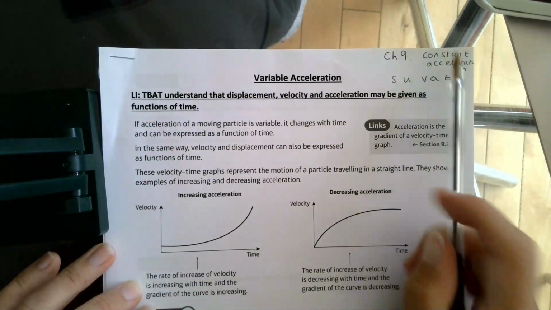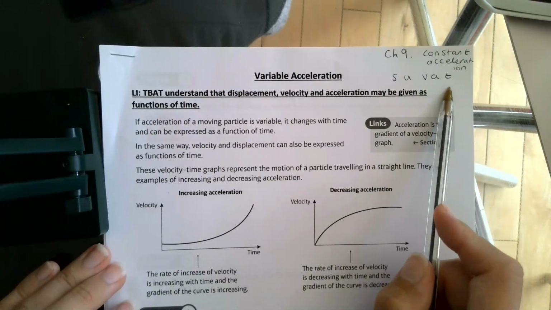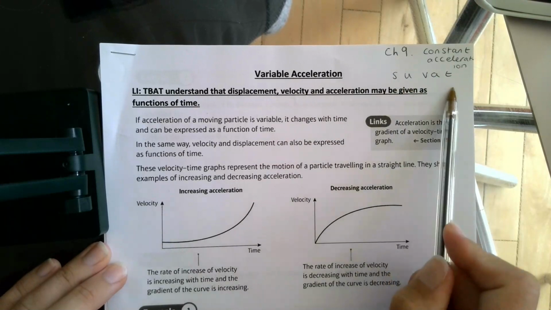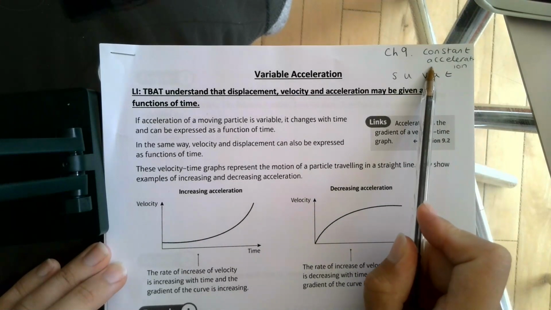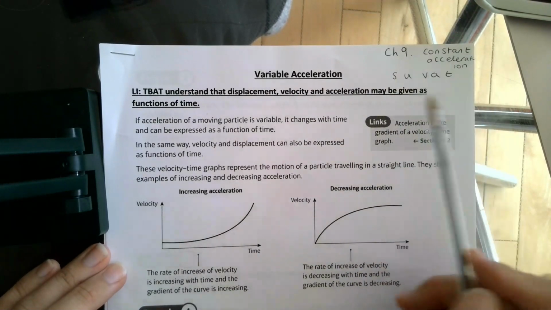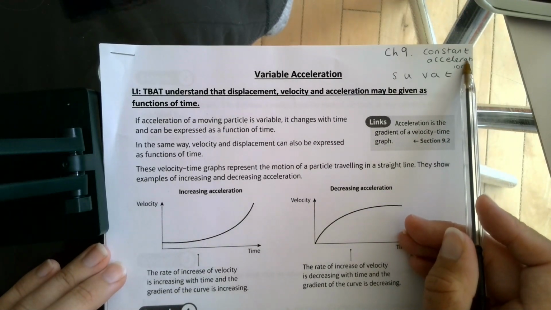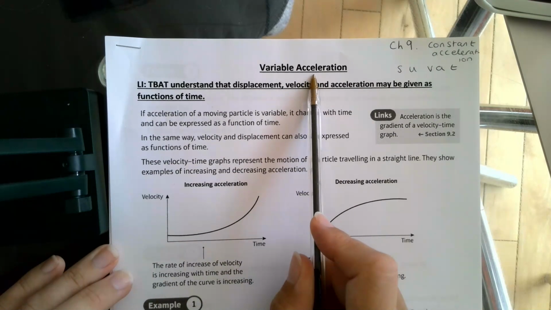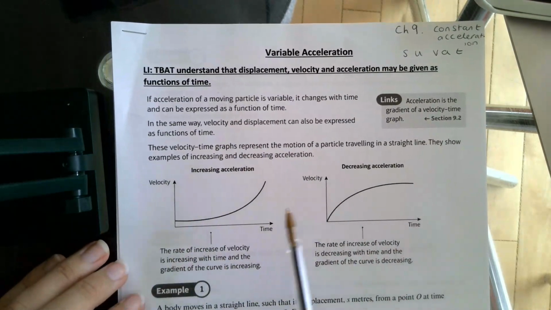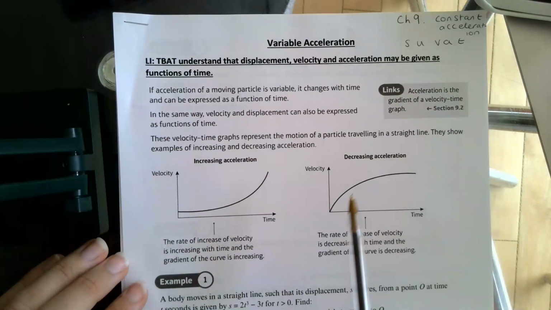Now, that's all nice, and using the TBAT equations is really great for answering questions, but we can only use them for constant acceleration. And in real life, often we aren't just accelerating at a constant rate. We are actually varying our acceleration. So chapter 11 is all about when the acceleration is varying.